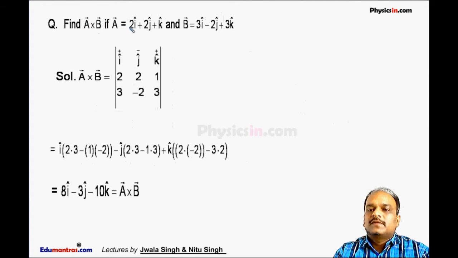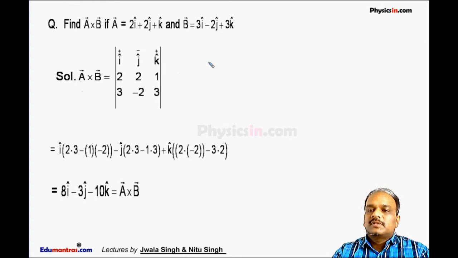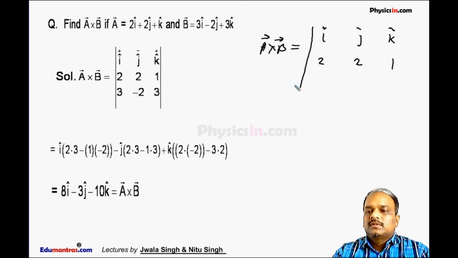Now find A cross B if A is 2 i cap plus 2 j cap plus k cap and B is 3 i cap minus 2 j cap plus 3 k cap. So for A cross B, I will make a determinant here. A cross B means the first position is A and in the second position it is B. So I will make a determinant, substitute here i cap, j cap, k cap. First I will take the coefficients of A, it is 2, 2, 1. Now after that B, the coefficients of B here are 3, minus 2 and 3.